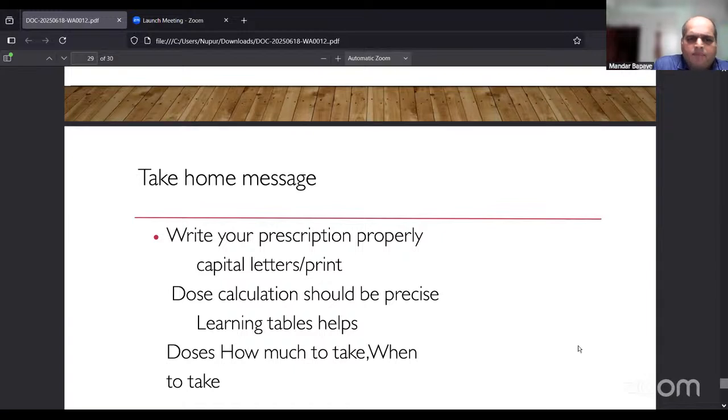And learning tables helps. Doctors are very, very weak in mathematics, and only learning tables will help them as far as calculation of pediatric doses is concerned. Write your prescription properly, because most of the errors occur in that. If your handwriting is weak, write in capital letters. The more number of patients, the worse is our handwriting. The best part is to print out the prescription. And the most important thing about doses in pediatrics is how much to take, when to take, and how to take.